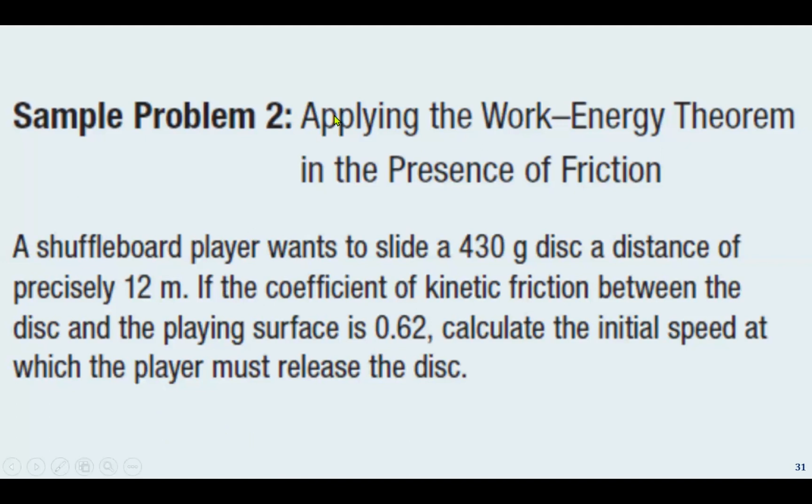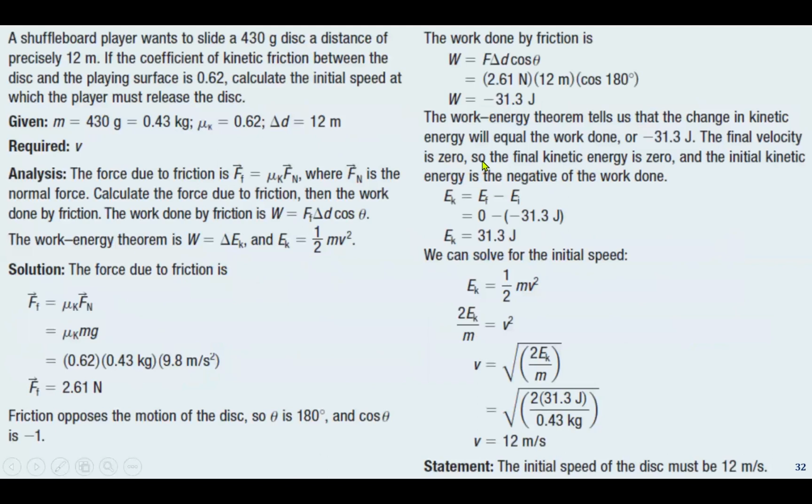All right, now let's consider the solutions here. So the force due to friction is Ff equals mu k Fn, where Fn is the normal force. Calculate the force due to friction, then the work done by friction. The work done by friction is W equals Ff delta D cosine theta. The work energy theorem is W equals delta Ek, and Ek is 1/2 mv squared.